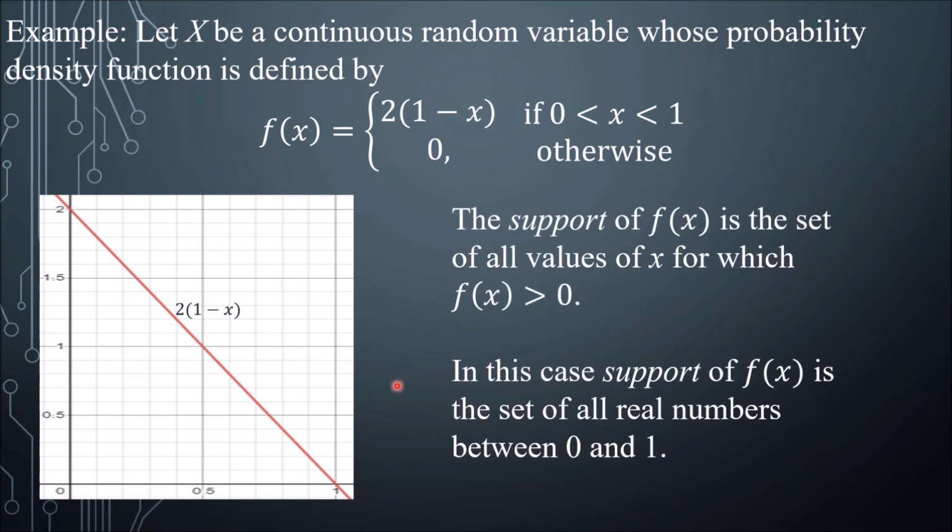Now let's talk about the support. The support of f(x), this is the definition of support, is the set of all values of x for which f(x) is greater than 0. So in this case, the support of this f(x) is the set of all real numbers between 0 and 1. Again, 0 to 1, because 0 is less than x is less than 1.